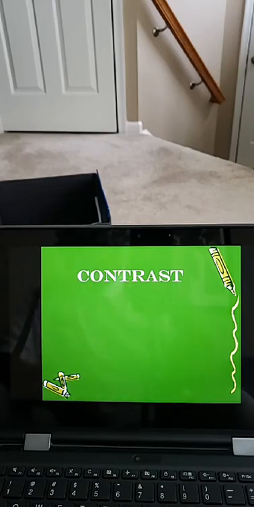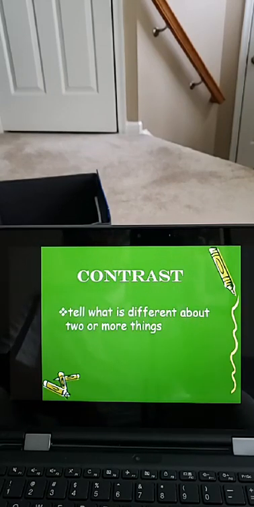Contrast. Let's go on. We're talking about contrast. The definition of contrast tells what is different about two or more things. Contrast tells what is different about two or more things.